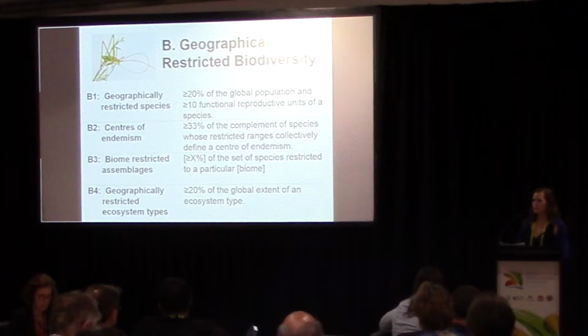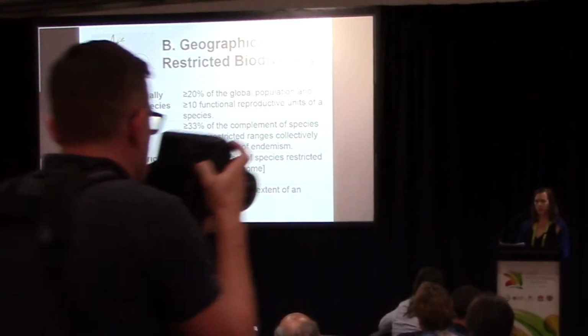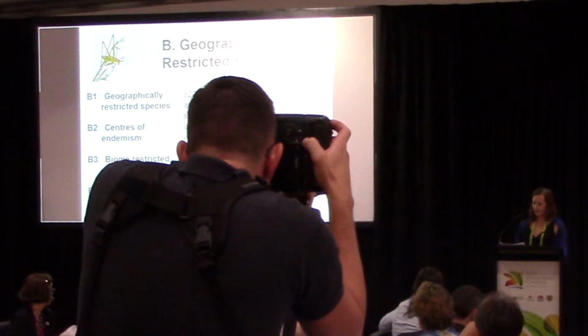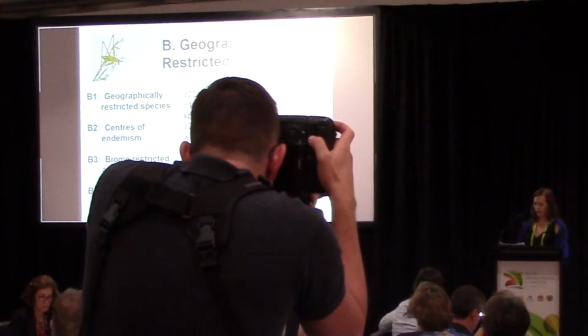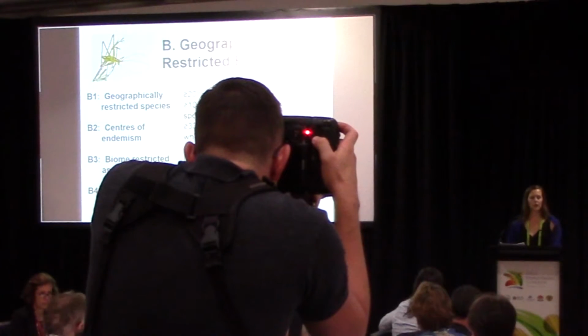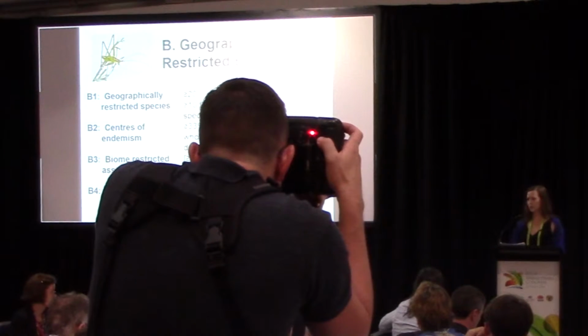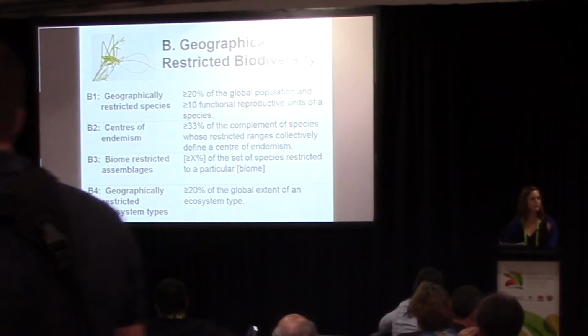For B2, this is about centers of endemism, and this threshold requires the regular presence at the site of at least 1/3 of the species within a vertebrate class or non-vertebrate order whose global ranges are restricted to the center of endemism.